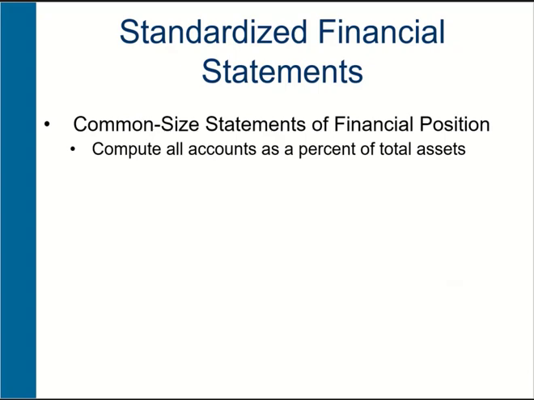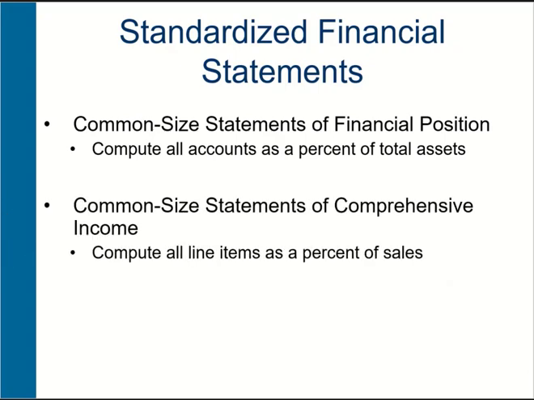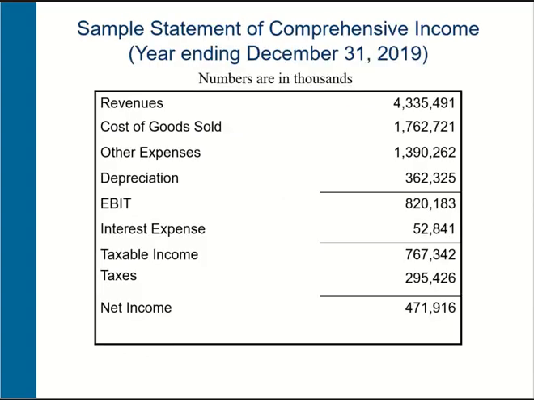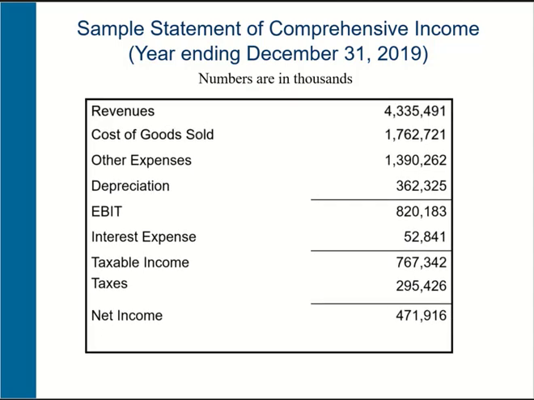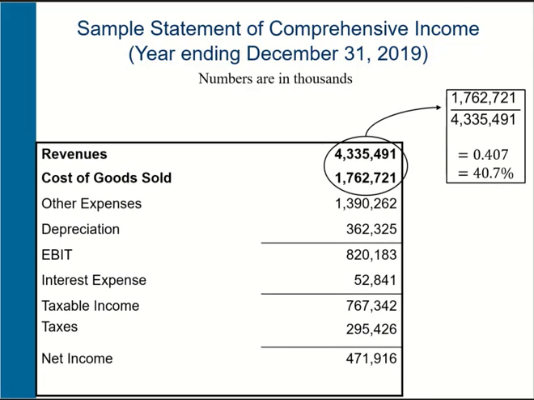The next standardized financial statement is the common size income statement. Very simple. We're just going to compute all line items as a percent of sales. So here again is the same sample income statement that we've been working with. So we'll start with cost of goods sold. We just divide cost of goods sold by revenues. And here we quickly see that our COGS, our cost of goods sold, is 40.7%.